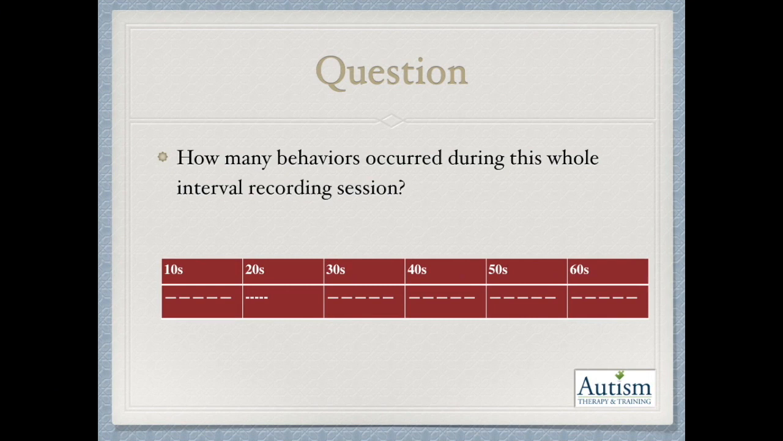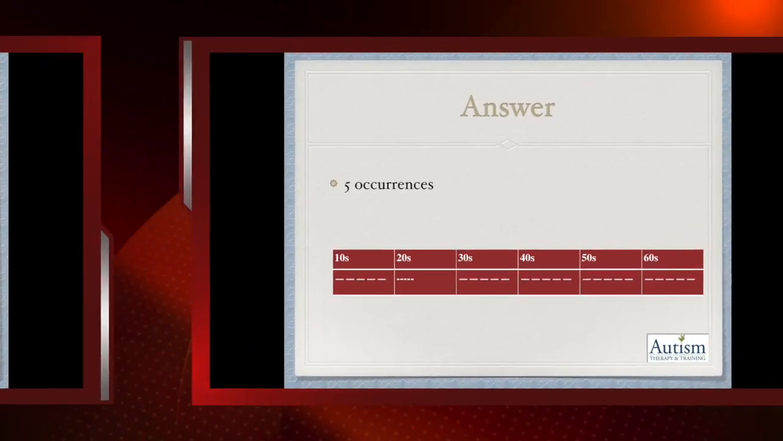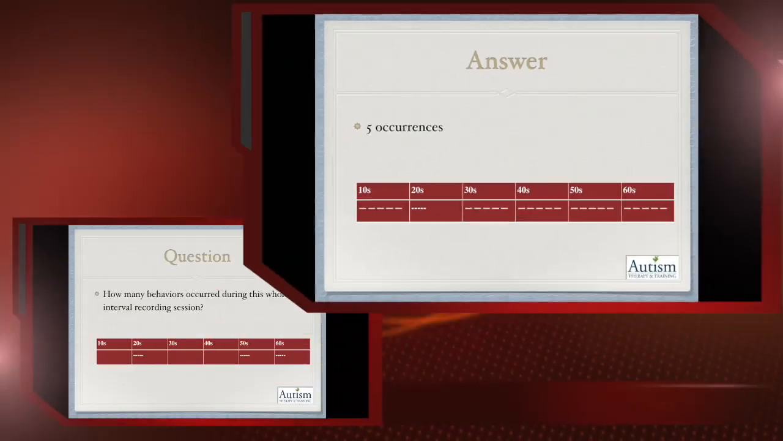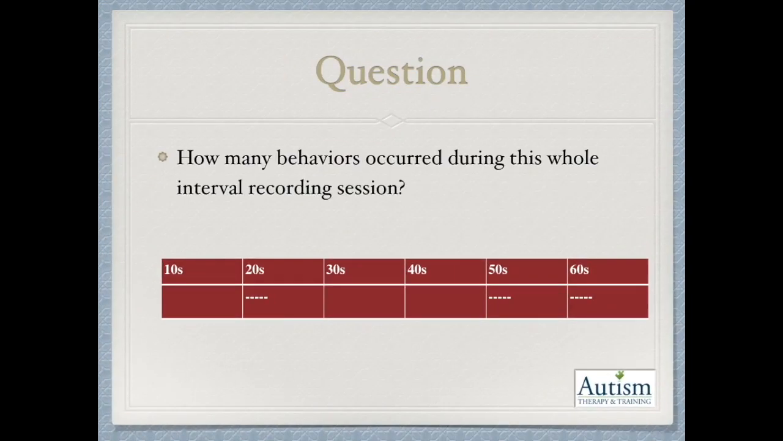How many times did the behavior occur? There were 5 occurrences of the behavior at 10 seconds, 30 seconds, 40 seconds, 50 seconds, and 60 seconds. How many times did the behavior occur?